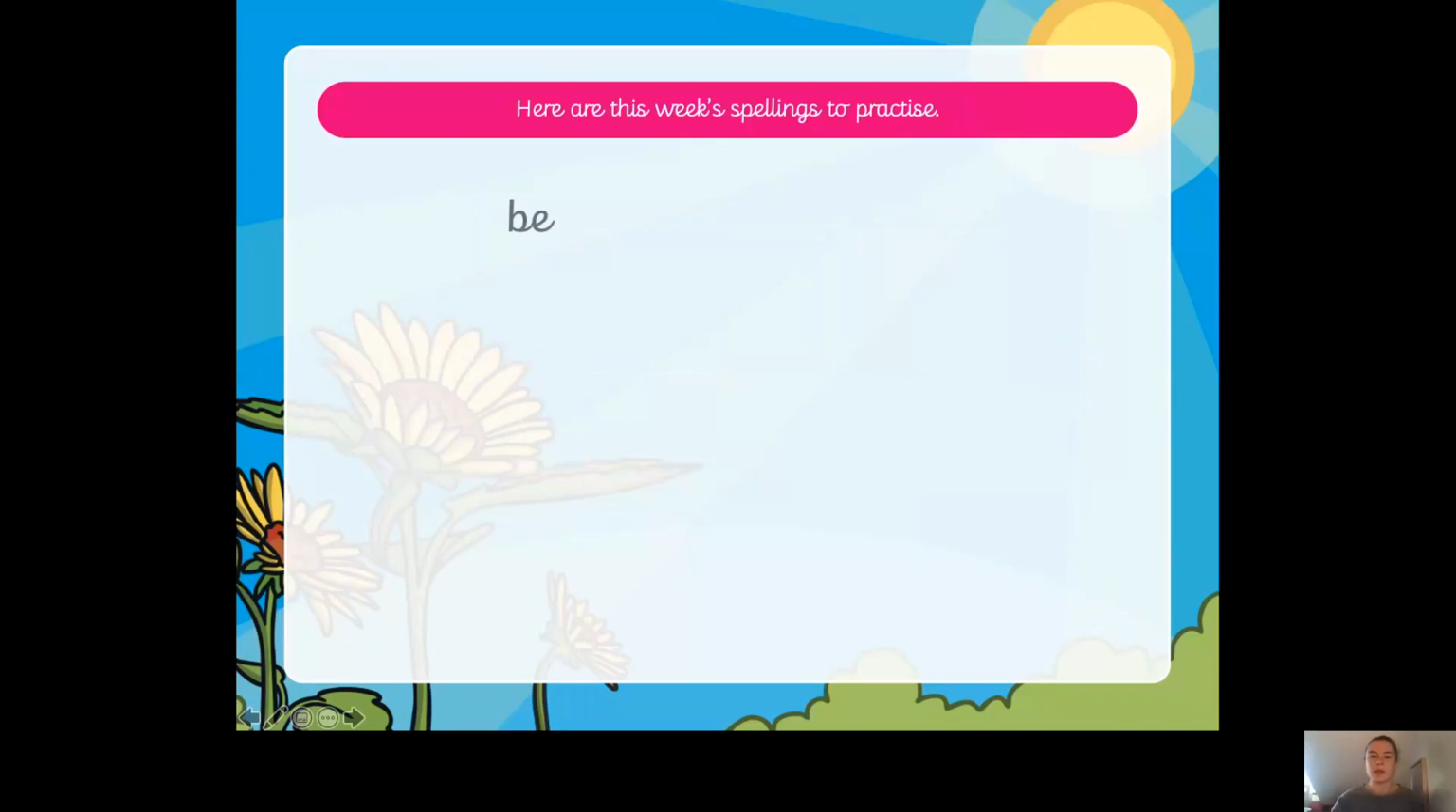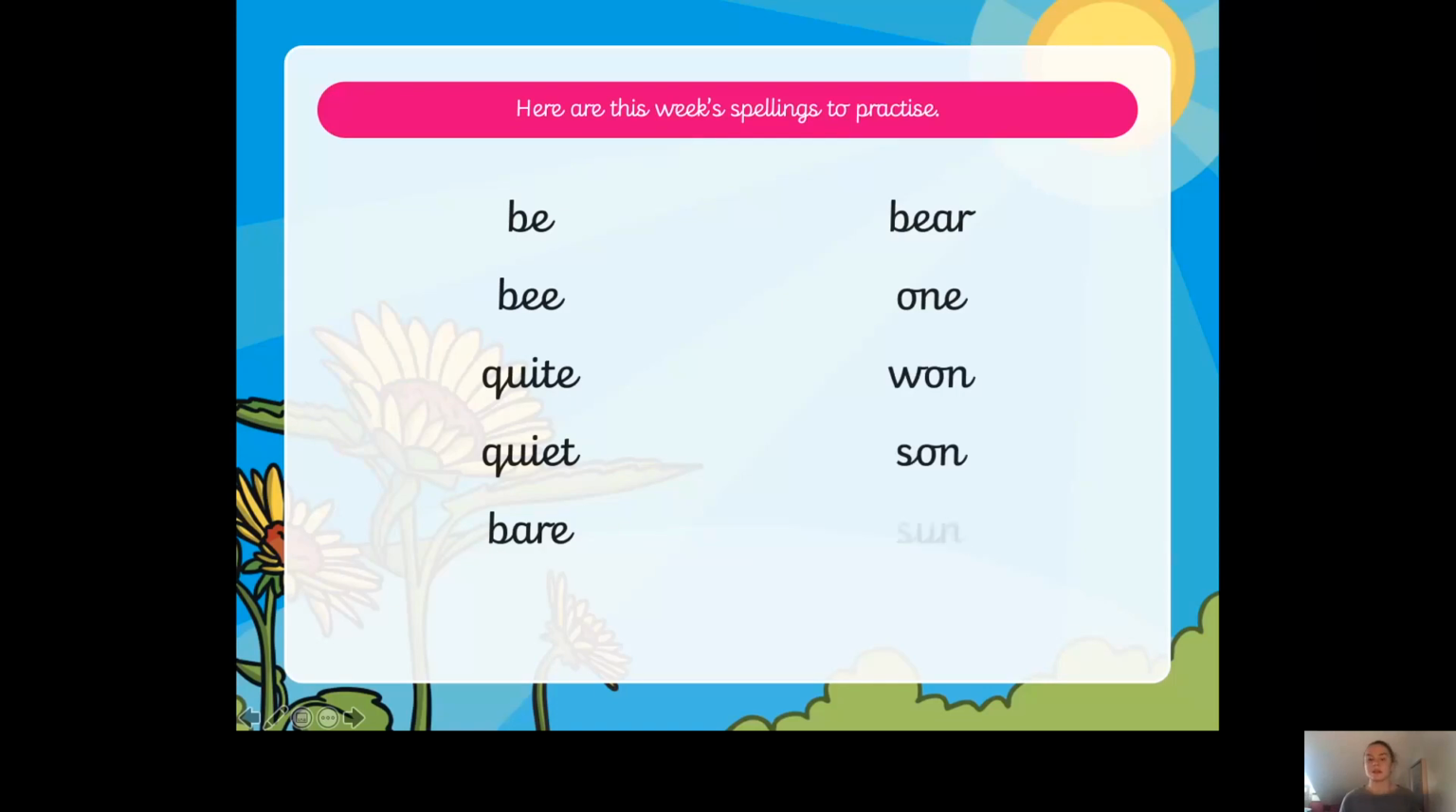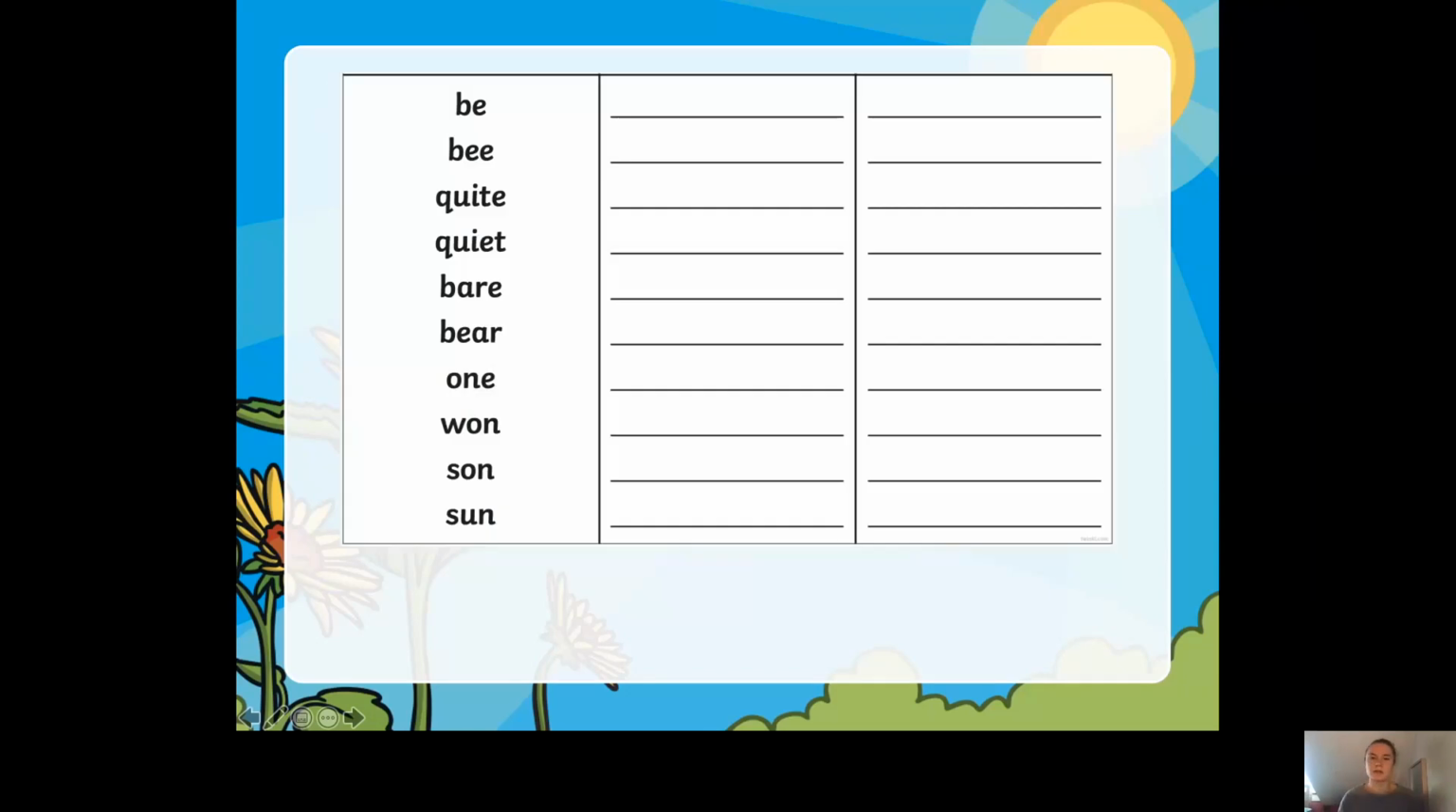So well done if you managed to get that one as well. So here are your spellings for this week. You'll be tested on these next Thursday when we're back at school. So we've got bee and be, we've got quite and quiet, we've got bear and bare, we've got one and won, we've got sun and son. On your resource, which is called Year 2 Spellings, 2nd of July resource, you have your spellings on there, just like this.